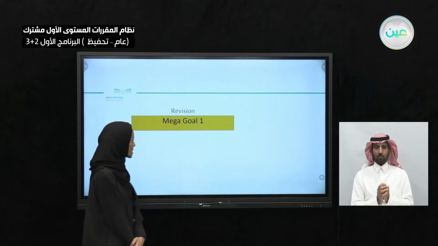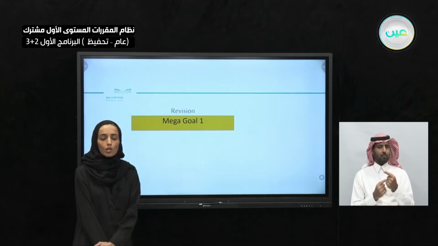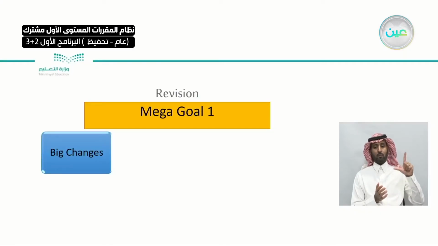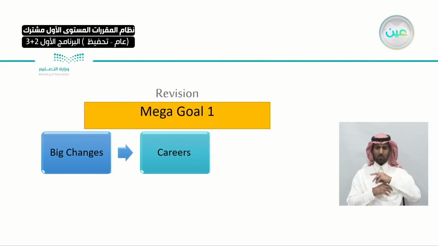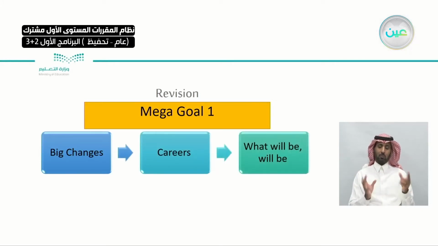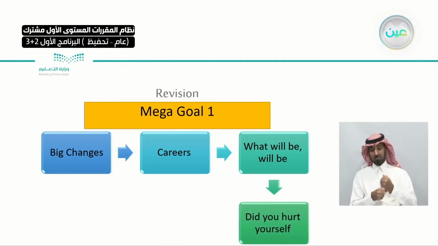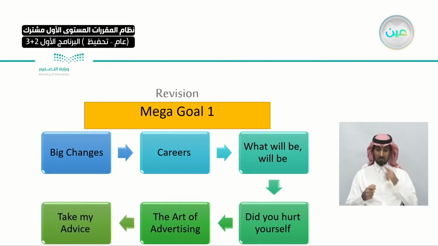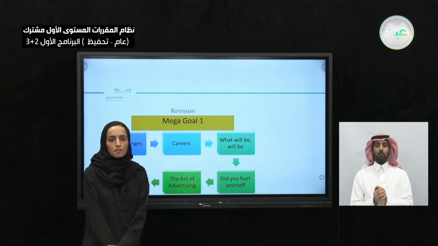If we're going to say what we have taken in Mega Goal number 1, we have taken the units. The first unit was Big Changes. The second unit was about Careers. Then, What Will Be, Will Be. Later, Did You Hurt Yourself? And The Art of Advertising. And at the end, Take My Advice. These were the 6 units that we have taken in the previous semester.